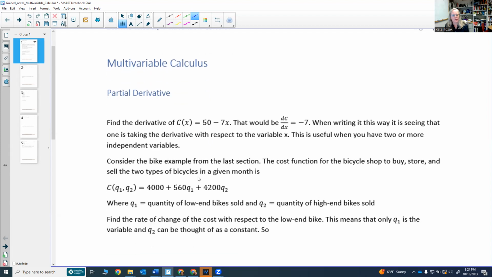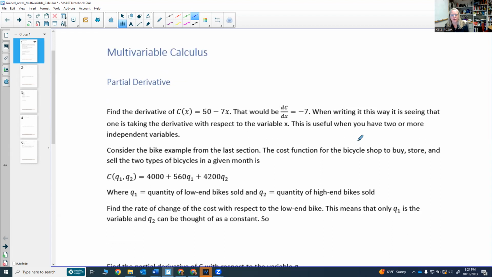Let's consider the bike example from the last section. The cost function for the bicycle shop to buy, store, and sell the two types of bicycles in a given month is C of Q1, Q2 is equal to 4,000 plus 560 times Q1 plus 4,200 times Q2, where Q1 is the quantity of low-end bikes sold and Q2 is the quantity of high-end bikes sold. I want to find the rate of change of the cost with respect to the low-end bikes. This means that only Q1 is the variable and Q2 can be thought of as a constant.